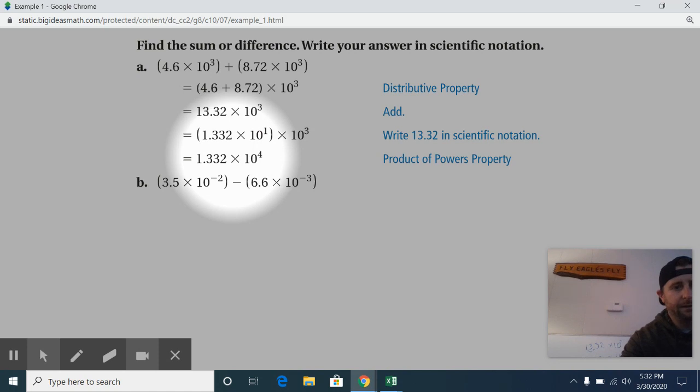All right, so the gist of it is this. In the end, we have to make sure our number is written correctly. Okay, so we added, that was great, but we have to make sure our number is written correctly, and we're going to have to manipulate it sometimes so that it is.